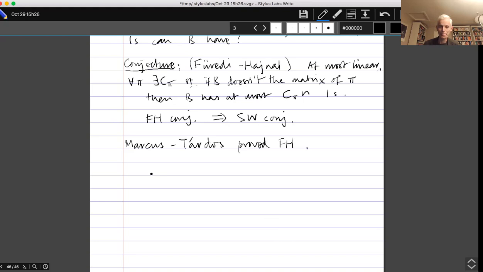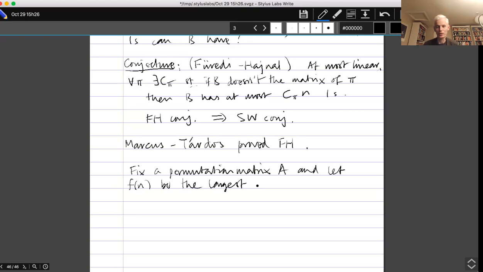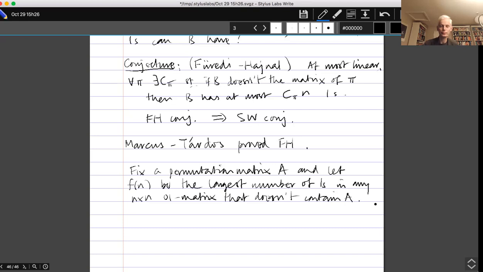So what we'll do is the following. We'll fix a permutation matrix A. And we'll let Fn be the largest number of ones in any n by n 0, 1 matrix that does not contain A. So F also depends on A, but I'll suppress that. And we're going to prove some facts about Fn.